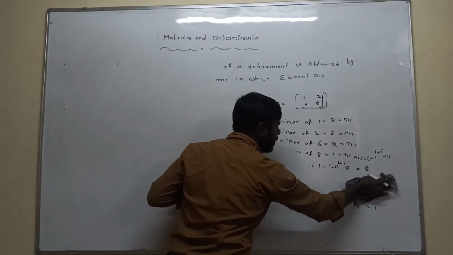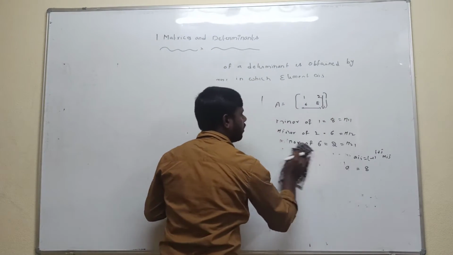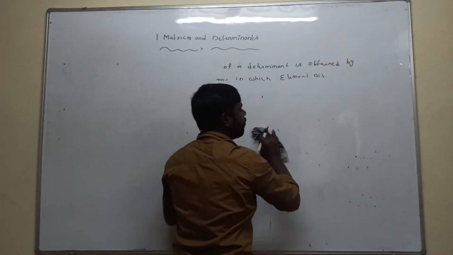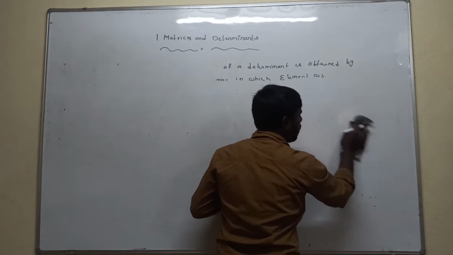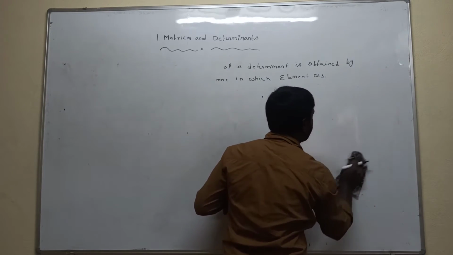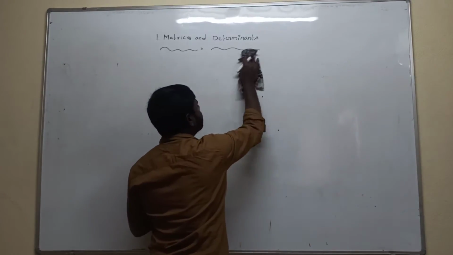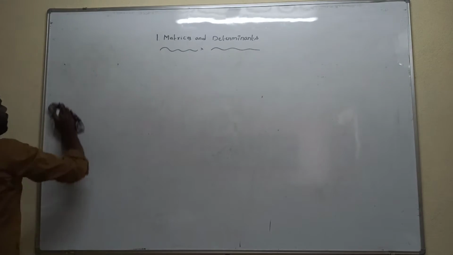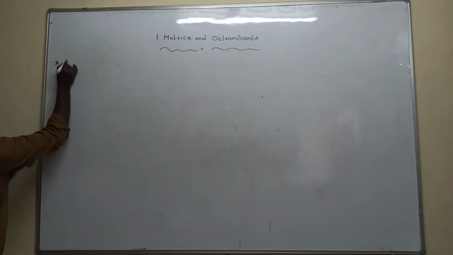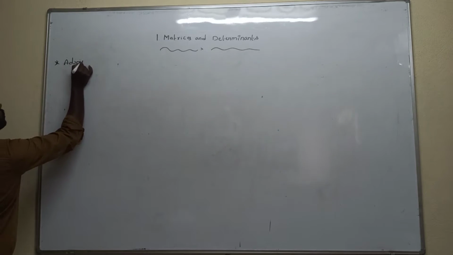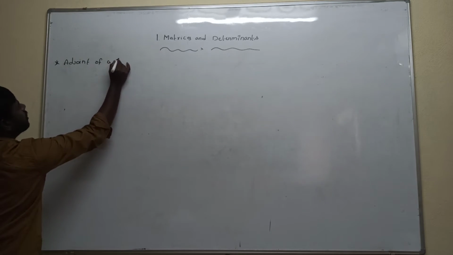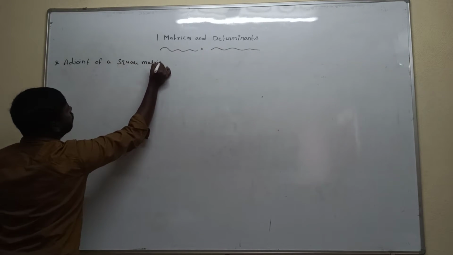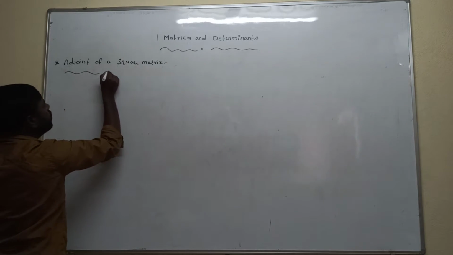if A is a square matrix, then its adjoint is the transpose of the matrix obtained by replacing every element of A by Aij. See, dear students, what is the definition of the adjoint of a square matrix? A square matrix is nothing but what? Number of rows equal to number of columns, then it is called a square matrix.